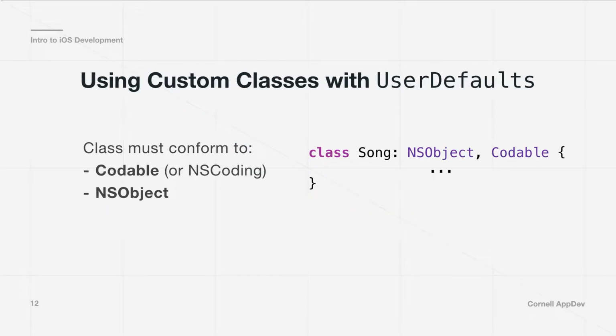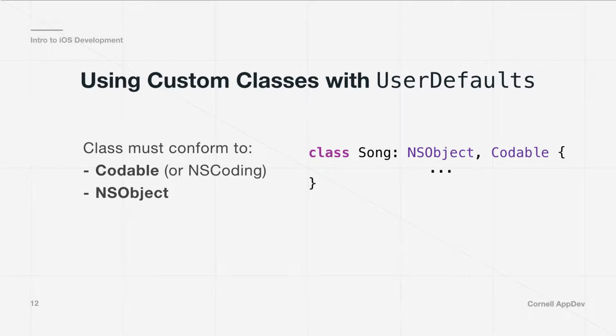And then you can also use custom classes with user defaults. So the example I have here is a song, relating to the playlist player homework assignment. In order to use custom classes with user defaults, they must conform to the NSObject protocol, and then they can also conform to Codable or NSCoding. We're going to talk about Codable today because it's a little cleaner than using NSCoding.